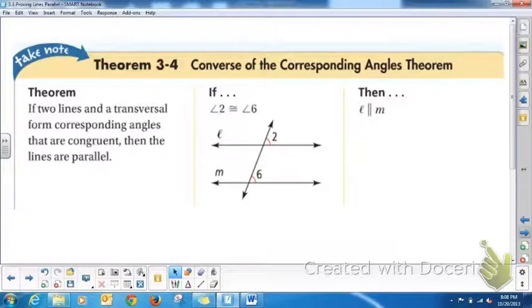So draw the picture so you can see the example. If angle 2 is congruent to angle 6 in this picture, we have lines L and M, line L and line M. They're cut by this transversal. If angle 2 is congruent to angle 6, then you can prove that line L is parallel to line M. Remember that two lines like that are the symbol for parallel. So because the corresponding angles are congruent, then you know those lines are parallel.